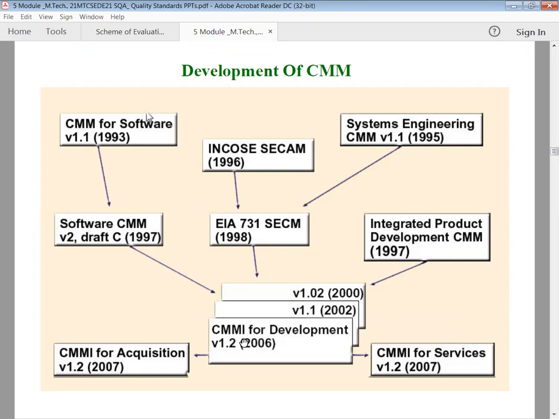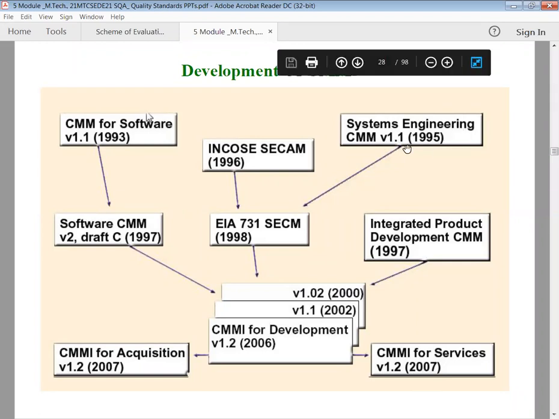Here, the CMMI for development version 1.2 was released. After 2002, during 2007, we have CMMI for acquisition version 1.2 and CMMI for services version 1.2. They released two versions in 2007, acquisition V1.2 and services V1.2. And during 1995, version 1.1 was released.